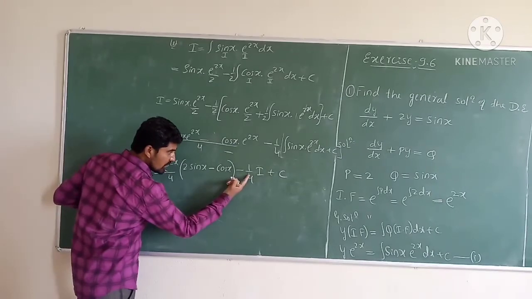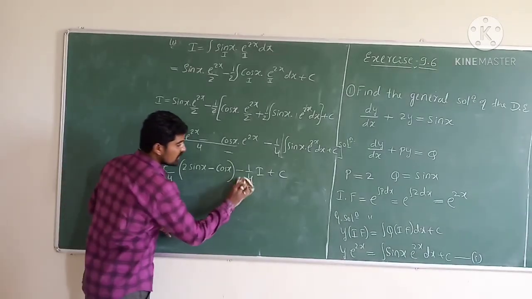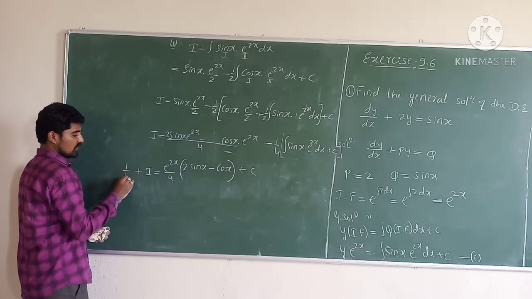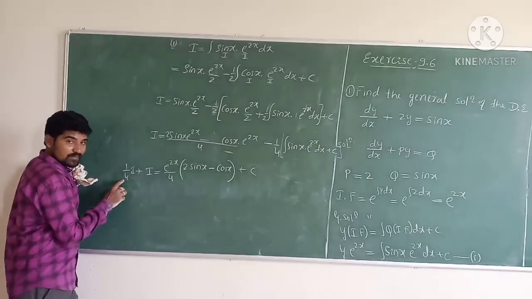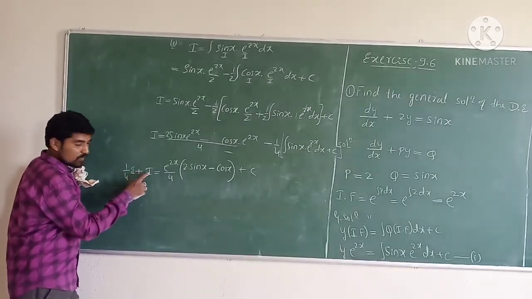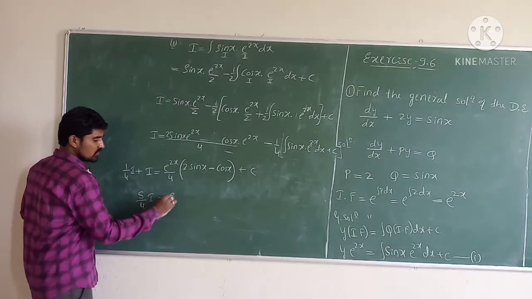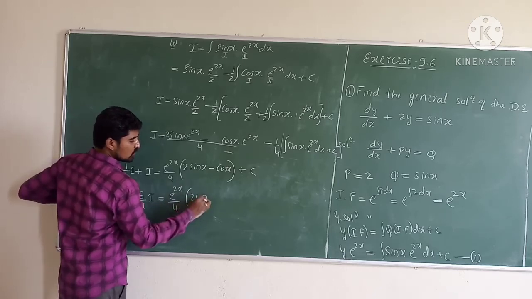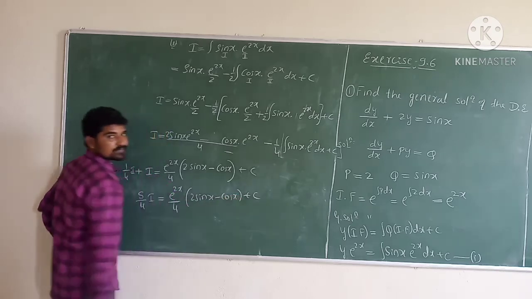Now shift this minus 1 by 4 I towards the left hand side. It becomes plus 1 by 4 I. Now 1 by 4 I plus I, LCM is 4. 1 I plus 4 I is equal to 5 I divided by 4, which is equal to e power 2x divided by 4 into 2 sin x minus cos x plus c.